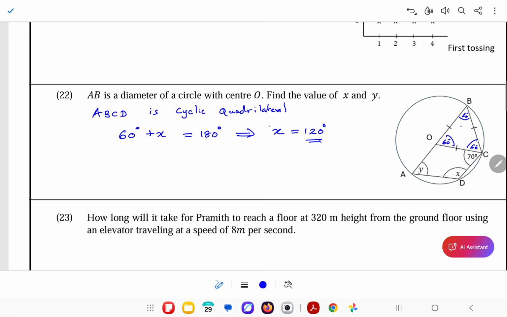Similarly, angle C, this big angle, and y add up to what? Add up to 180. Opposite angles of a cyclic quadrilateral add up to 180. So 130, 60 plus 70, no? So 130 plus y is equal to 180. So y is equal to 50. Right. So that one you have to remember properties of cyclic quadrilateral to do.